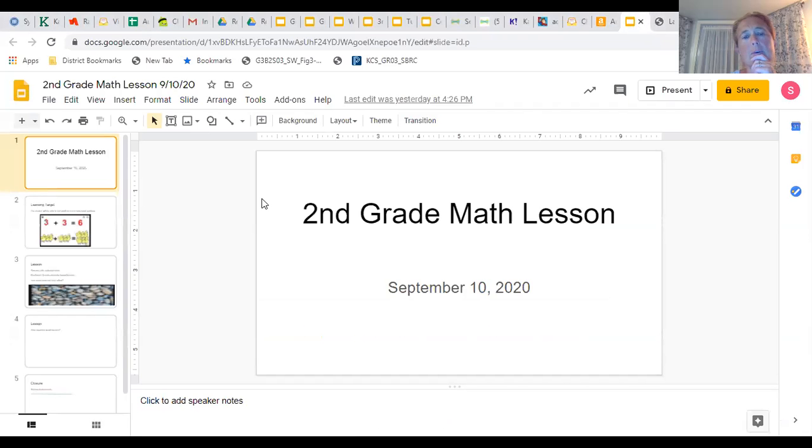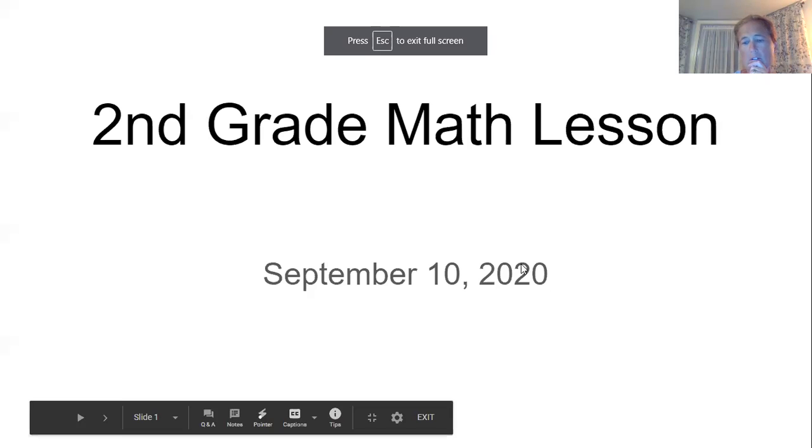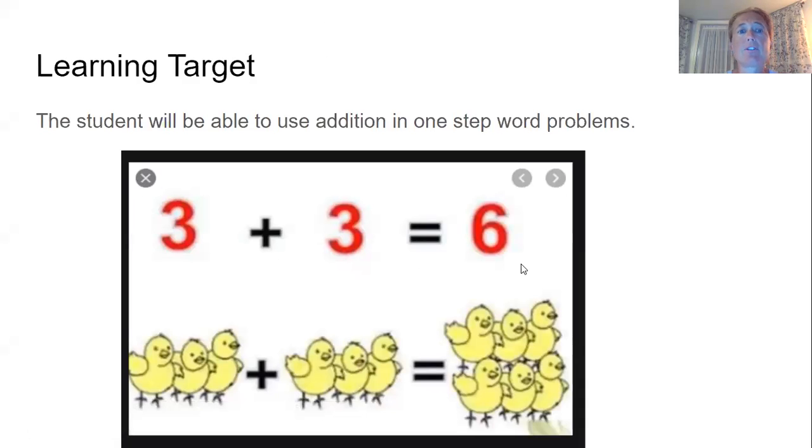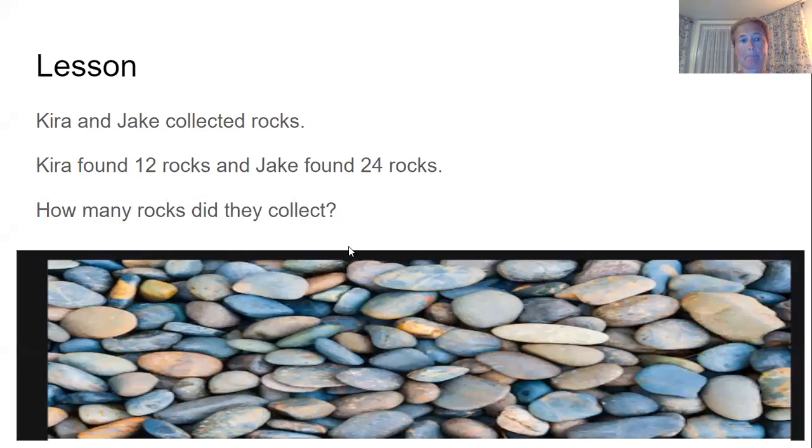All right, so today we are going to be first going over our learning target. The student will be able to use addition in one-step word problems. So this is an example of an addition problem we've already been working on. Today we're going to be starting a two-digit number plus a two-digit number.